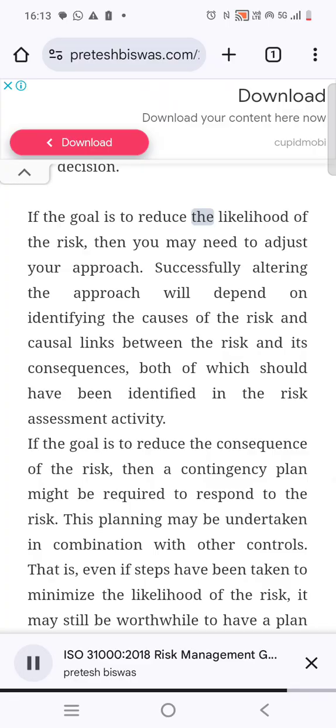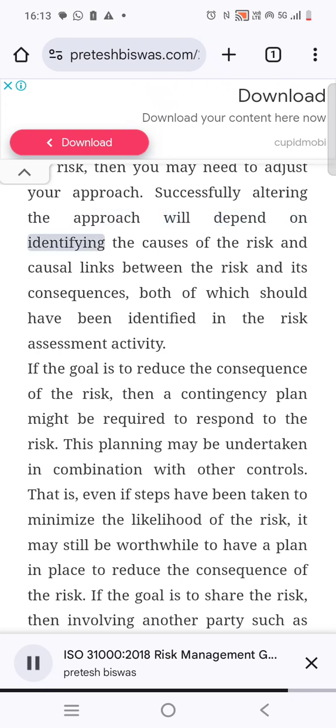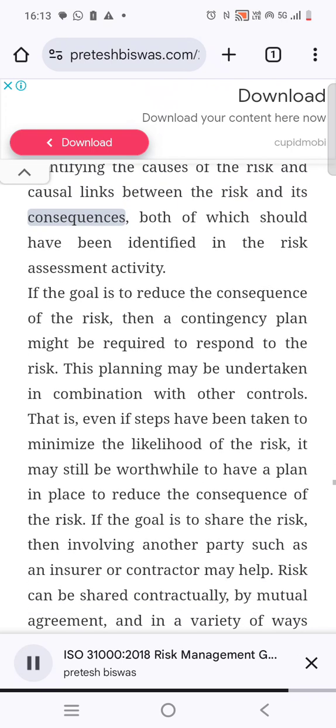If the goal is to reduce the likelihood of the risk, then you may need to adjust your approach. Successfully altering the approach will depend on identifying the causes of the risk and causal links between the risk and its consequences, both of which should have been identified in the risk assessment activity.